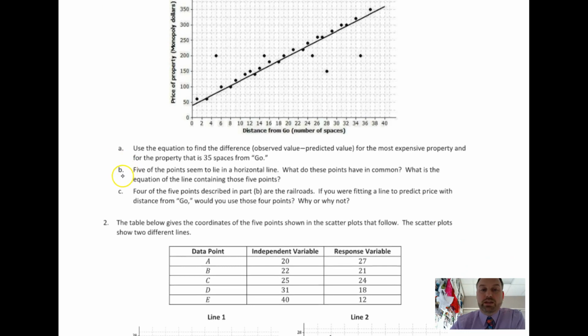Okay, part B says 5 of the points seem to lie in a horizontal line. What do these points have in common? Besides the fact they're horizontal, I know that. But what do they have in common as far as the value is concerned? And what's the equation of that line? Pretty straightforward. And then C, 4 of the 5 points described in part B are the railroads. If you were fitting a line to predict price with distance from Go, would you use these 4 points? Why or why not? Well, if you pick those points and drew a line, does that line best reflect the data? Obviously not, so explain that.